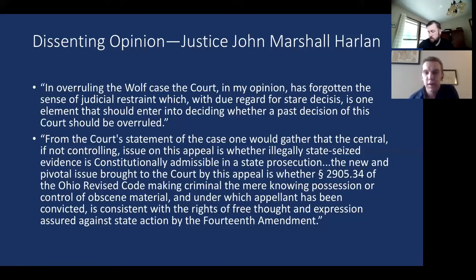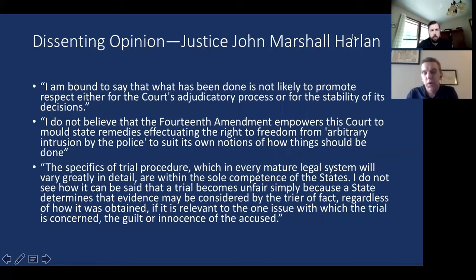He's going to go back to the origins of the case, which was about possession of obscene material. So he says basically, why are we even talking about the exclusionary rule when this is about that Ohio law? He then goes on to say, though, okay, if you insist that we talk about this, A, it's not going to promote stability in the court. B, it's also going to start to undermine state authority.